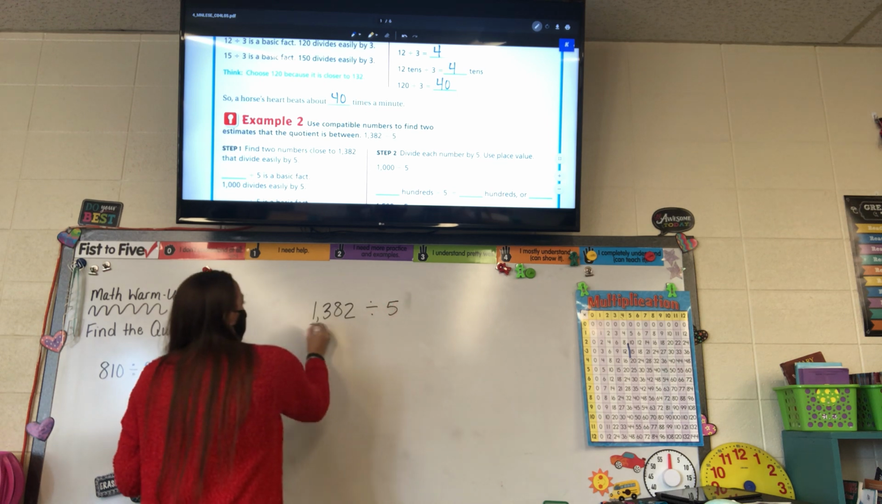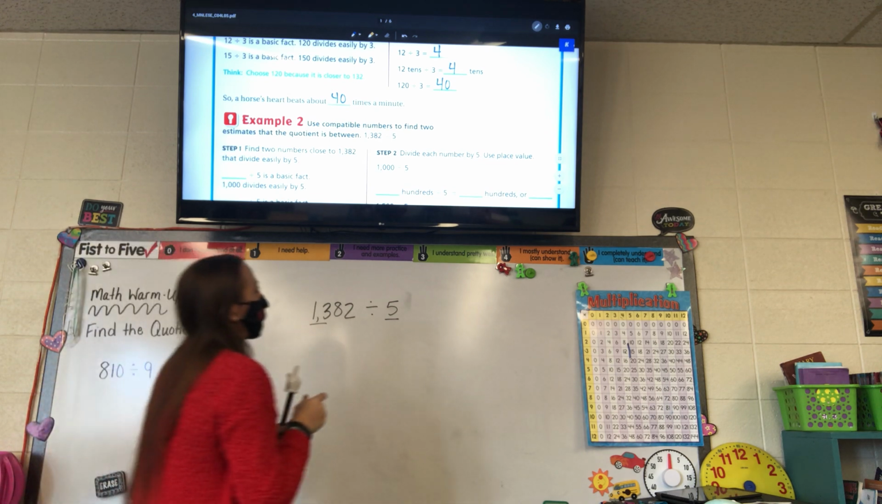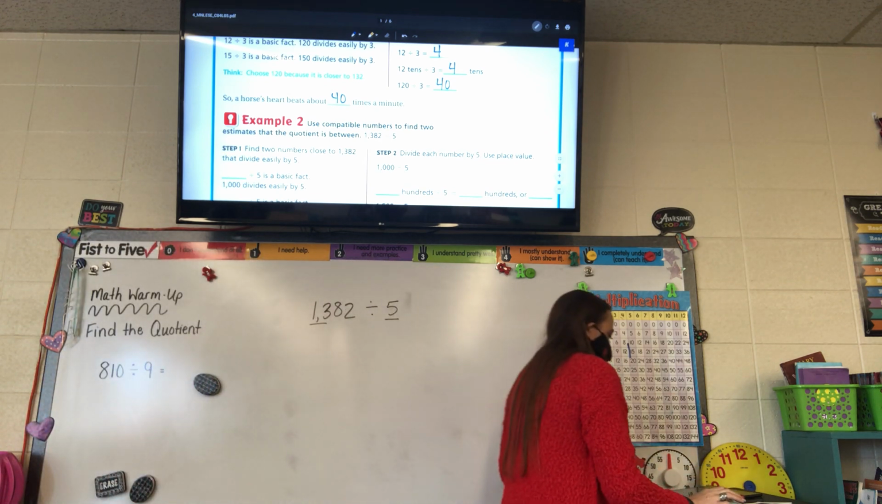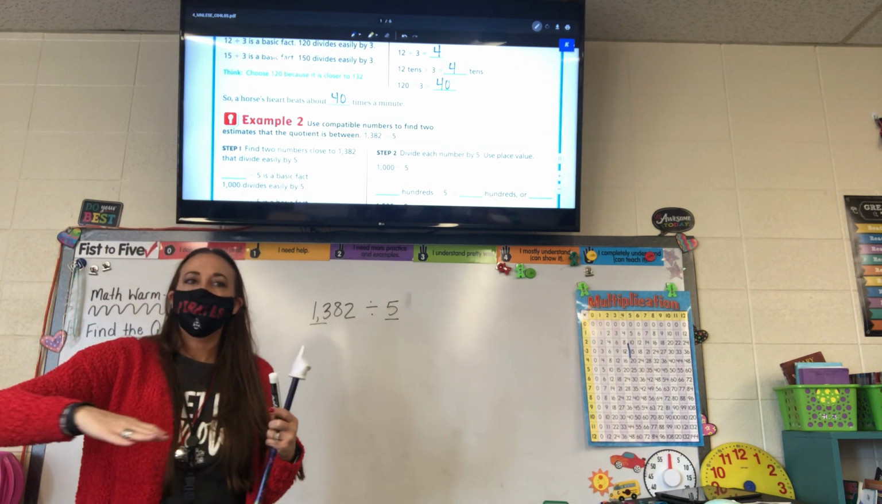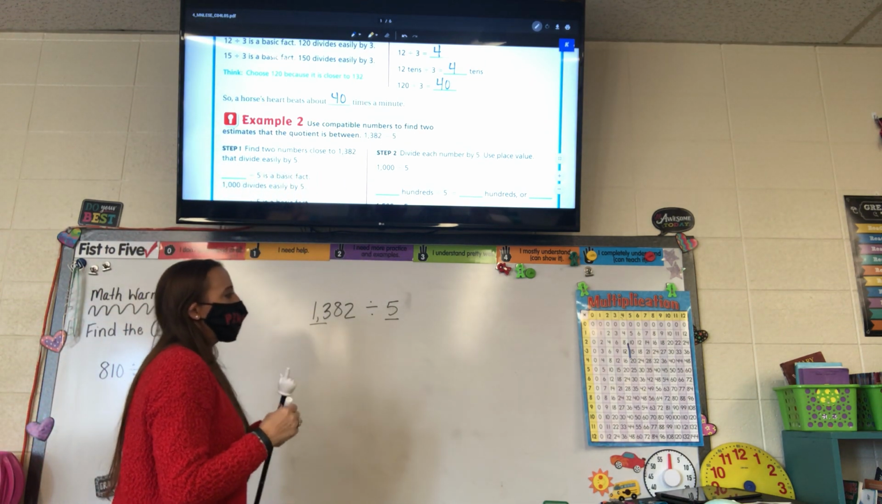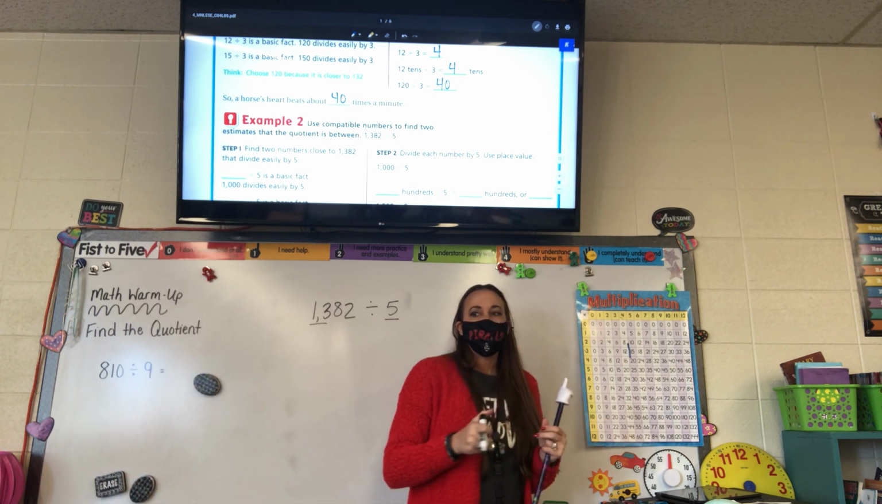Okay, so we're looking at 13 and 5. On this one, I believe it wants us to do a range, so a smaller number and a bigger number. So we go to the 5 row and we look for 13. What 2 numbers would 13 be between?